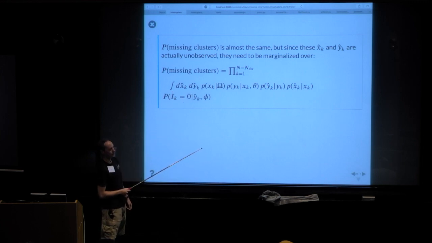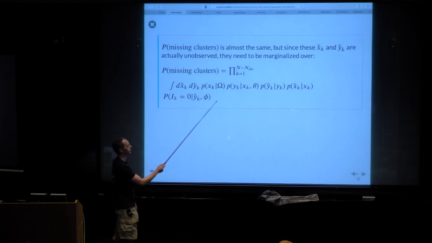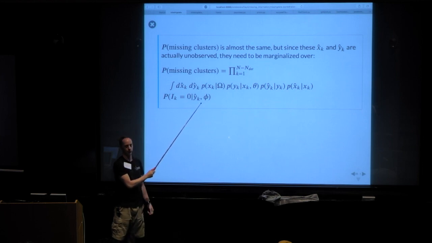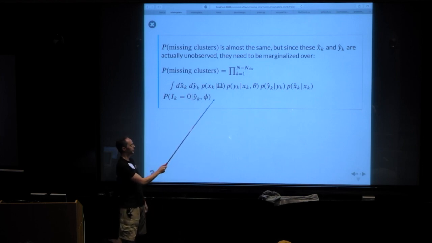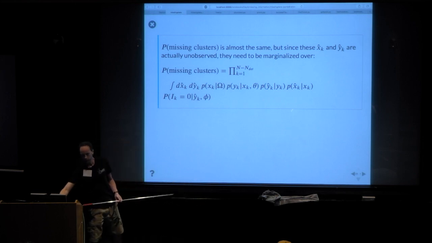And the reason for doing that is that if we do the marginalization here, all of a sudden, because there's no data for these clusters, nothing distinguishes any of the terms in this product. It's just whatever this is, and this is something that in principle we can evaluate. It's this number to the power n minus n det, which is convenient.